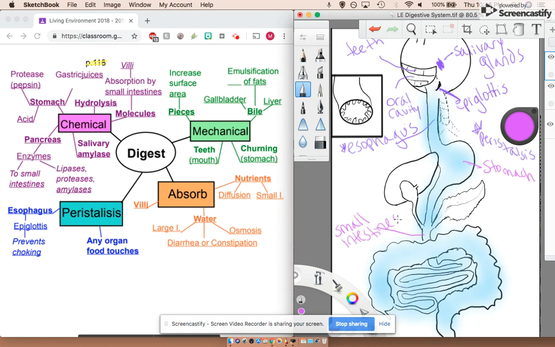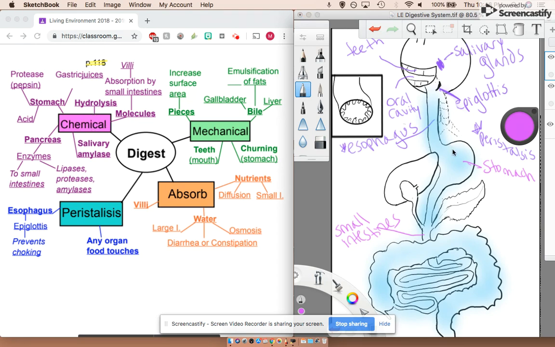They are quite large. However, the diameter of them is smaller than the large intestines, so that's why we call them that. The small intestines all have to do with absorbing. They're absorbing nutrients. They're also breaking down food. There's a lot of chemical breakdown of foods there.